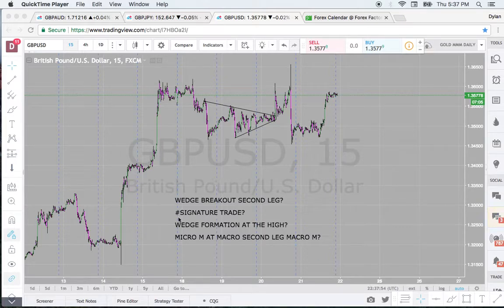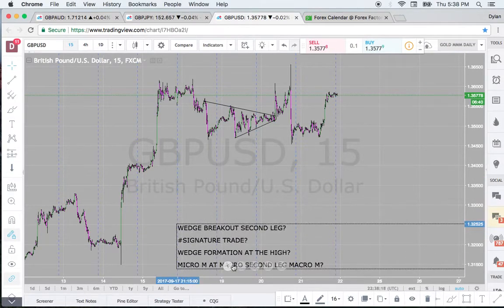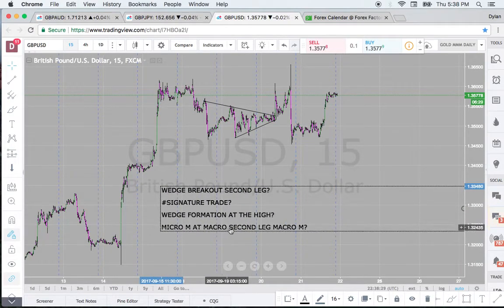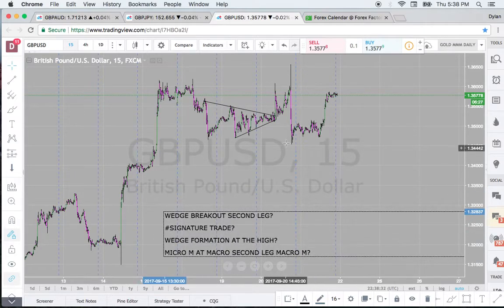Some of the things we're going to be discussing today are the wedge breakout second leg, the signature trade, wedge formation at the high, and the micro M at macro second leg macro M. So let's start off with the micro M at macro second leg macro M. That's a mouthful. Okay.